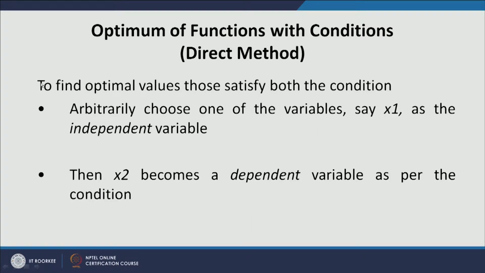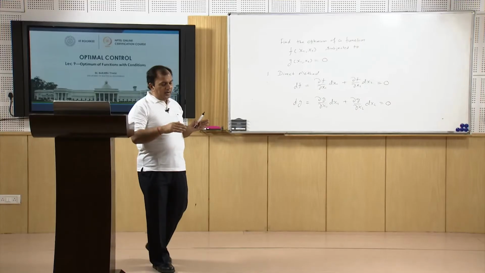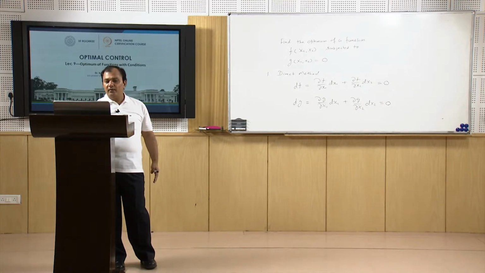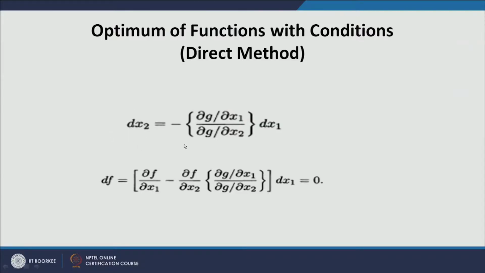So, to find out the optimal value which satisfies both conditions, we arbitrarily choose one of the variables, which is x1, as the independent variable. So, naturally in that case x2 will be the dependent variable as per our given condition. So, if x1 is independent and x2 is dependent, what we can do? We can find out the value of dx2 in terms of dx1.